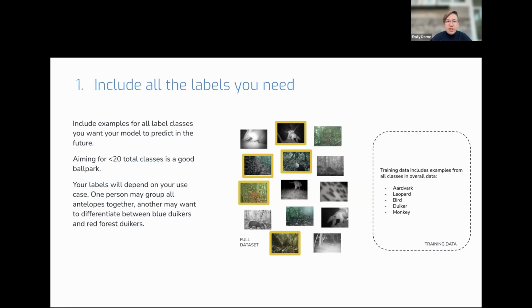This is largely just because the more output classes you have, the harder the problem is for the model, generally speaking. Your labels are also going to depend on your use case. As I was saying before, one person might want to group all the antelopes together, another might want to differentiate between blue duikers and red forest duikers. So you want to think about your data, what is the level of granularity that you need, and then use that to determine what are those output classes that you want, and then making sure that you have examples for each of those in your training data.